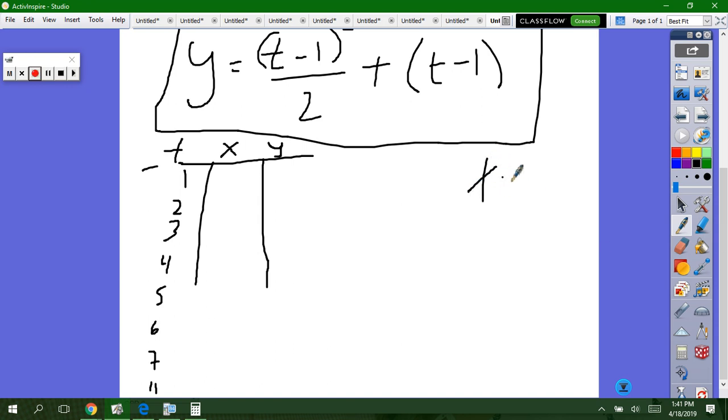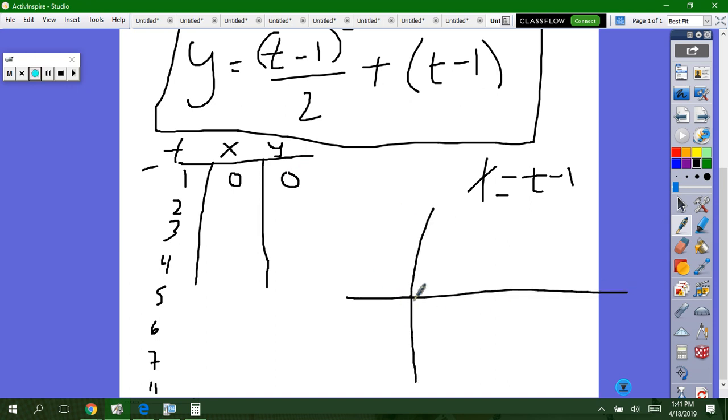x, remember, was t minus 1, right? So if I plug 1 in for t, 1 minus 1 is 0. Plug in 1 up here, 1 minus 1, 0, 0 squared, 0, 0 divided by 2, 0, plus 1 minus 1, which is 0. This comes out to be 0. You guys see how I got the same coordinate that we had the last time? 0, 0.